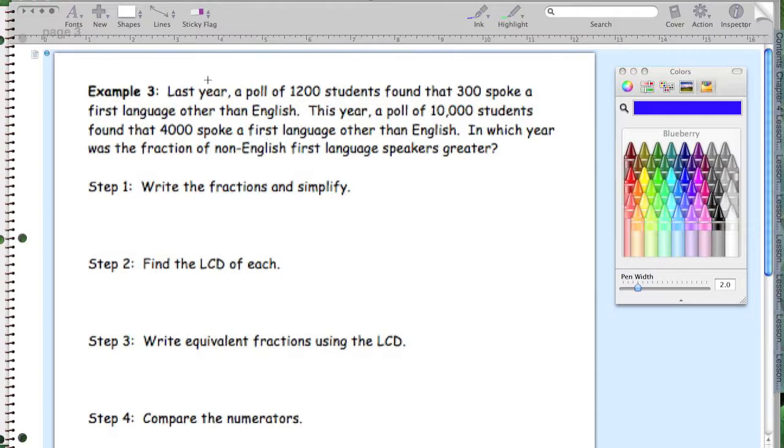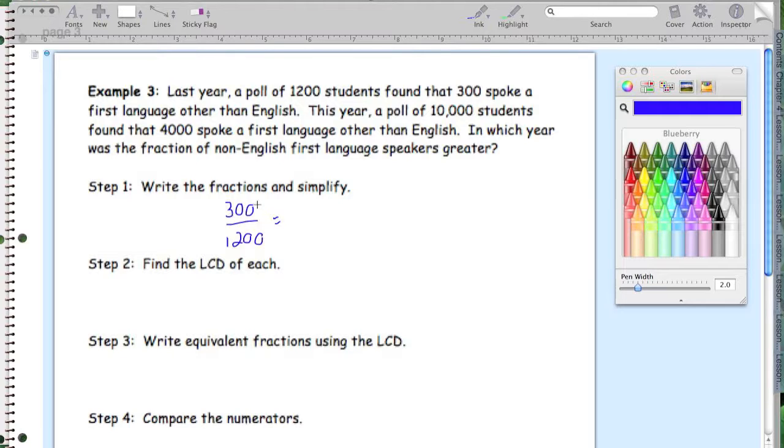So example 3 says, last year a poll of 1,200 students found that 300 spoke a first language other than English. This year, a poll of 10,000 students found that 4,000 spoke a first language other than English. In which year was the fraction of non-English first language speakers greater? Okay, so first write the fraction. So the first poll was 300 out of, I'm sorry, 1,200. All right, and then it says simplify.